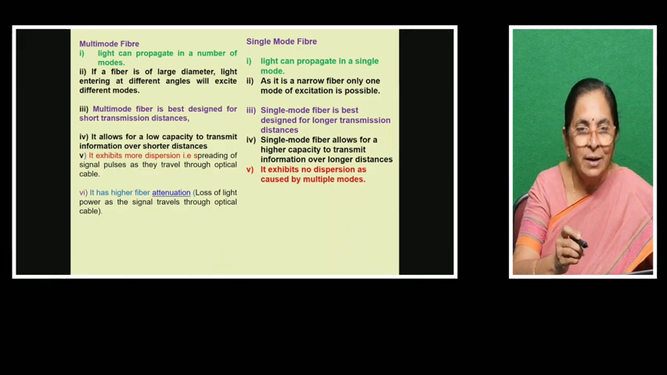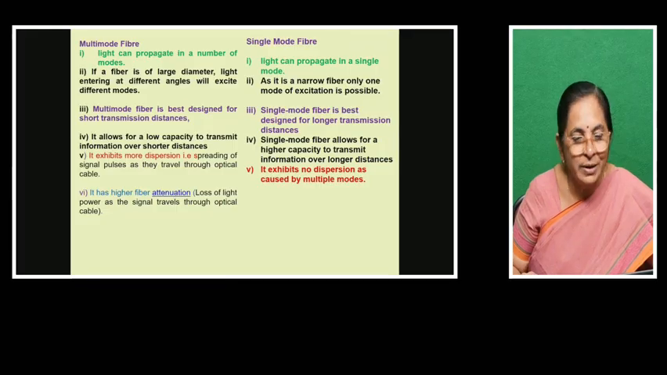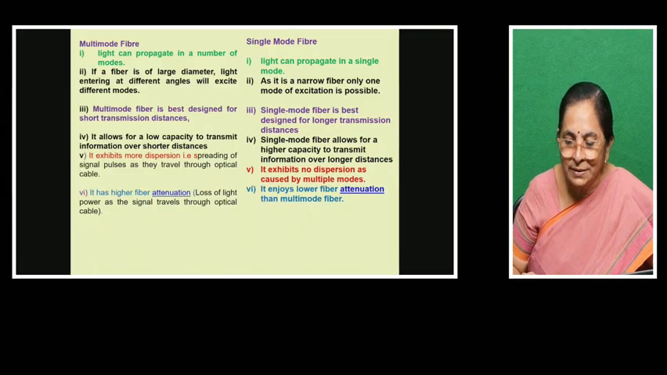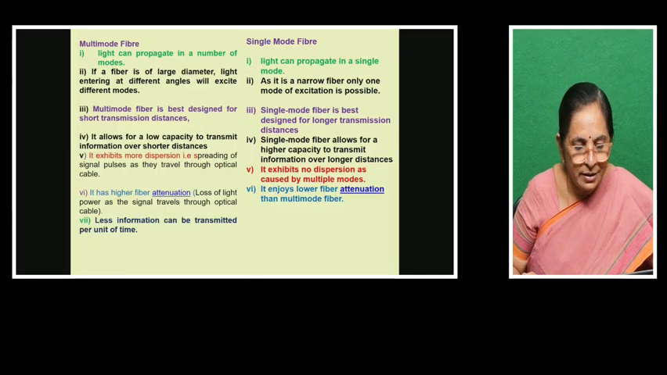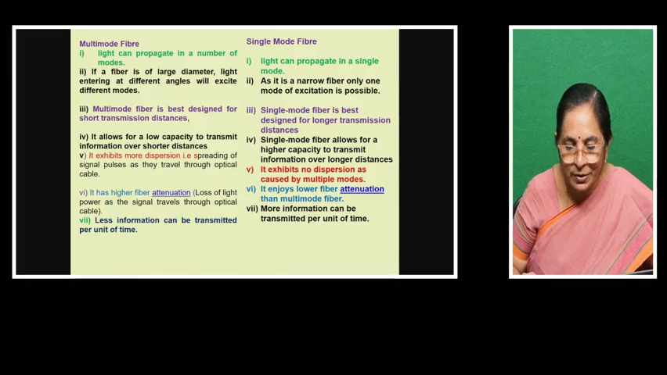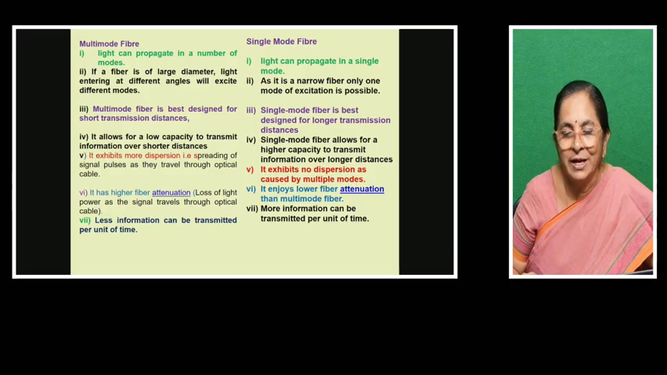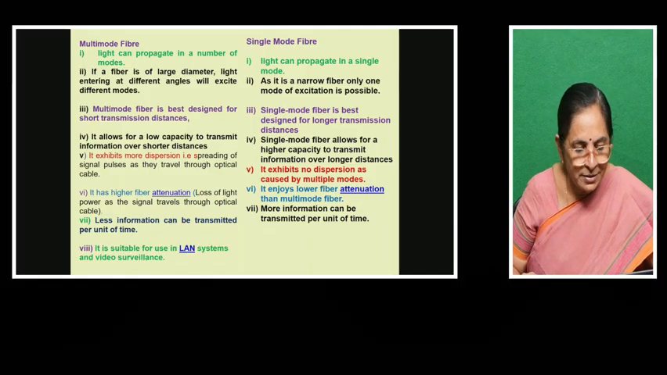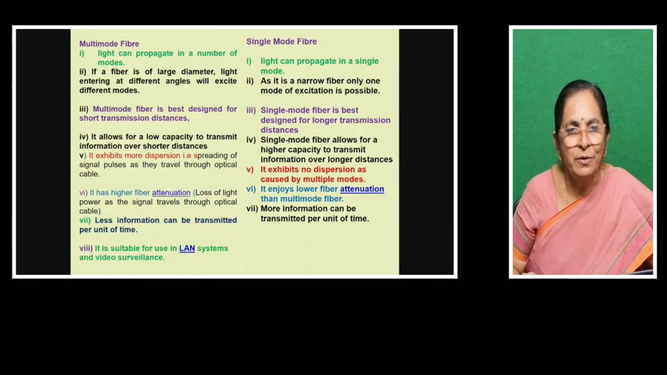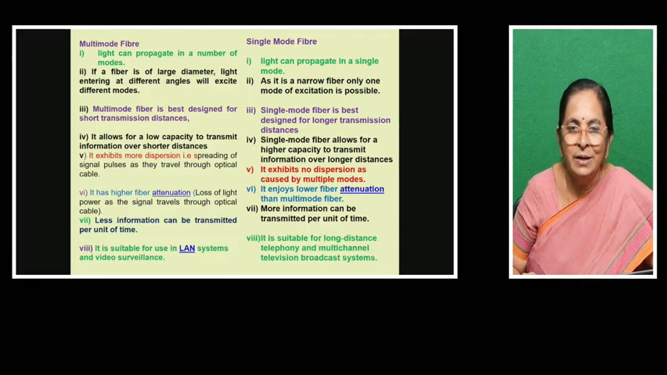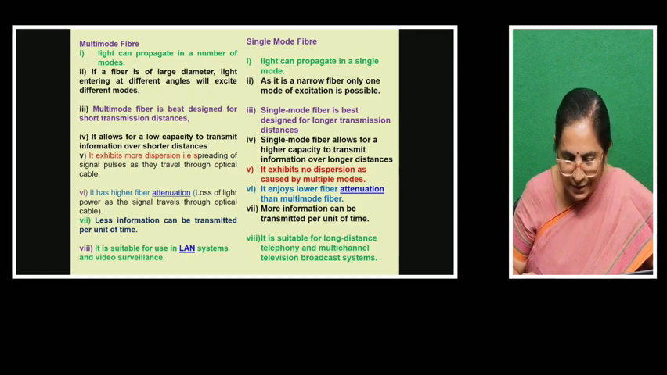transmission. And then attenuation also will be more in multimode fiber, whereas attenuation will be less in single mode fiber, and that way multimode fiber can transfer less information per unit volume, whereas more information can be transmitted in single mode fiber. And multimode fiber is suitable for LAN, local area network connections only, whereas single mode fibers are suitable for long distance communications.